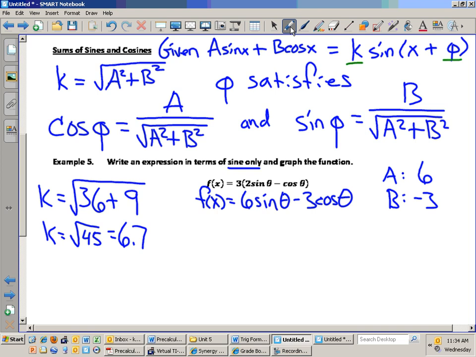Now we just have to find phi. Well, you can use either one of these. Levi, which one would you like to use? Would you like to use the cosine one or the sine one? What? You want to use this one? Okay, so all I do is I write sine of phi is equal to b, which is 6. Well, I'm sorry, negative 3, divided by 6.71.